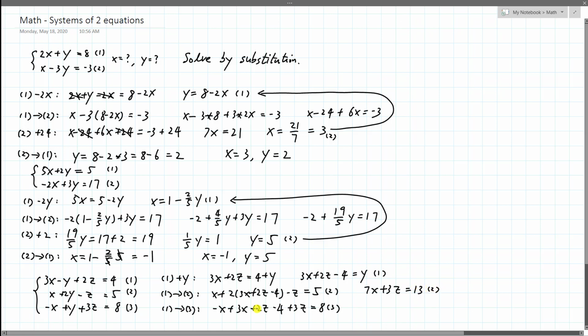And let's do the same thing here. Combine the terms. 3 and minus 1 is 2. 2x's. And the 2 and the 3 is a 5. 5z. And we have minus 4, so we add 4 on both sides. Now we have 4 and 8, 12.